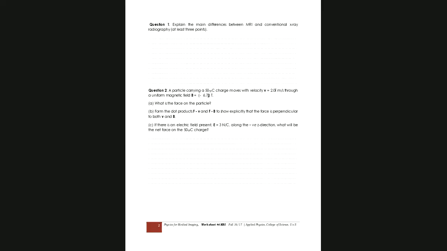Okay, so let's get back to the questions here. The third part, C. If there is an electric field E, which is along the negative Z direction, what will be the net force? Okay, so we know that F net will be equal to F of the magnetic field plus F of the electric field.